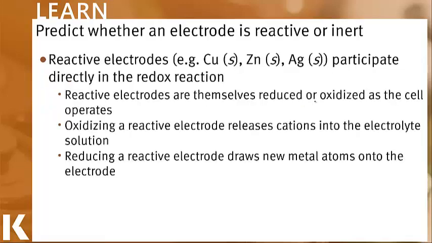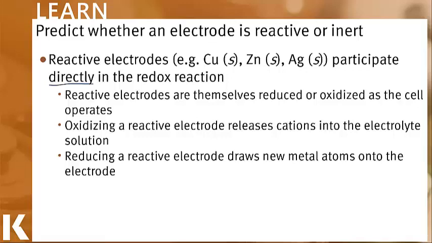When we have reactive electrodes, this means that they are also involved in the reaction. They're going to, again, participate directly in a redox reaction. A reactive electrode is either going to be reduced or it is going to be oxidized as the cell is in operation.